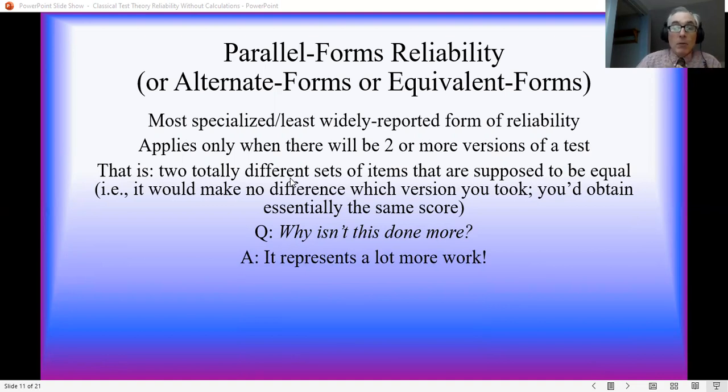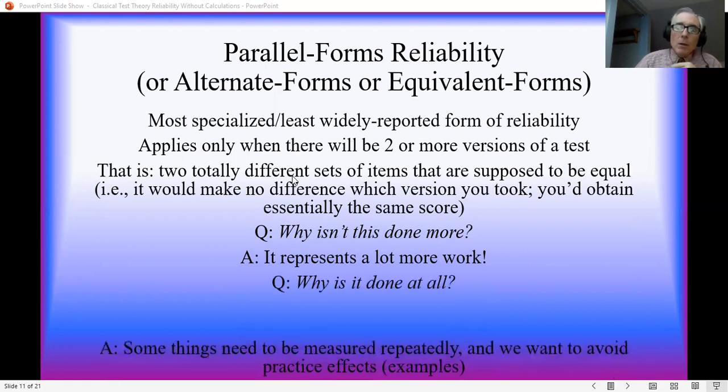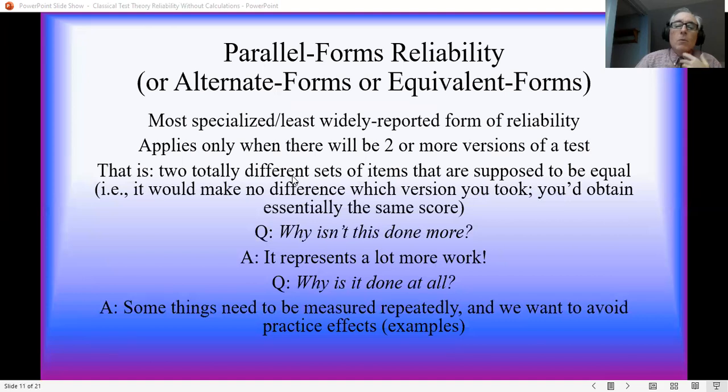So, wow, I have to now develop two forms. That's almost twice as much work as I needed to develop one. And why do I need two forms anyway? Well, that's why it is sometimes done. What if I need to test the same people repeatedly and I'm concerned about practice effects? So where do you see this?